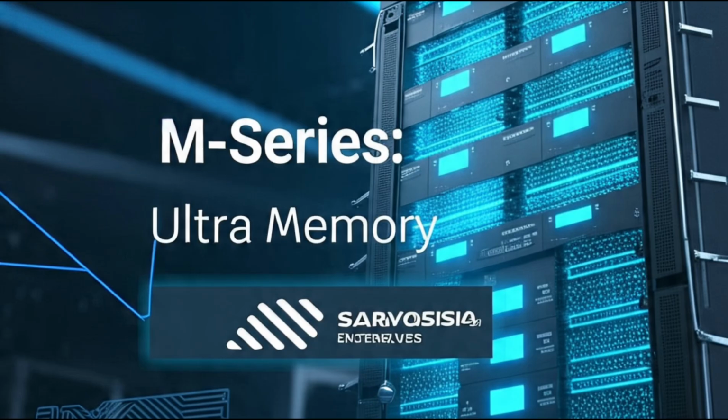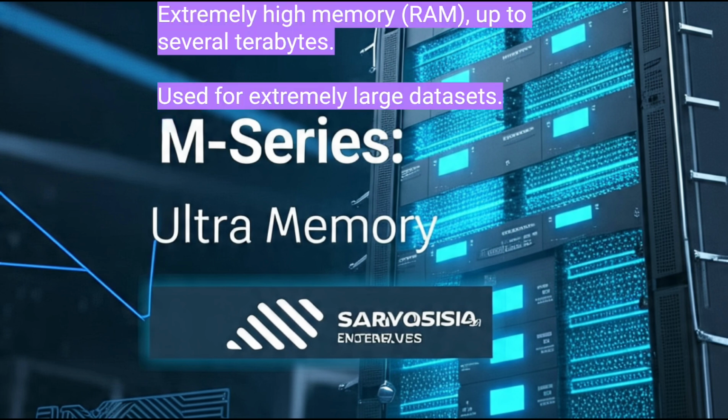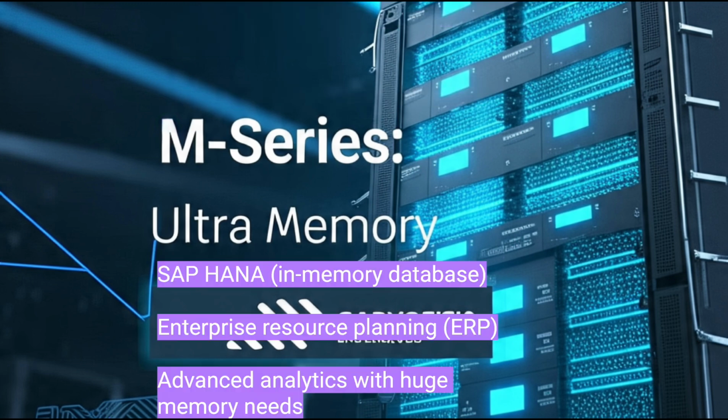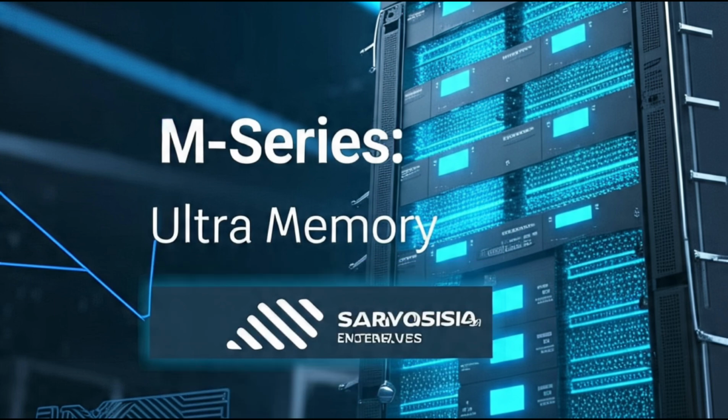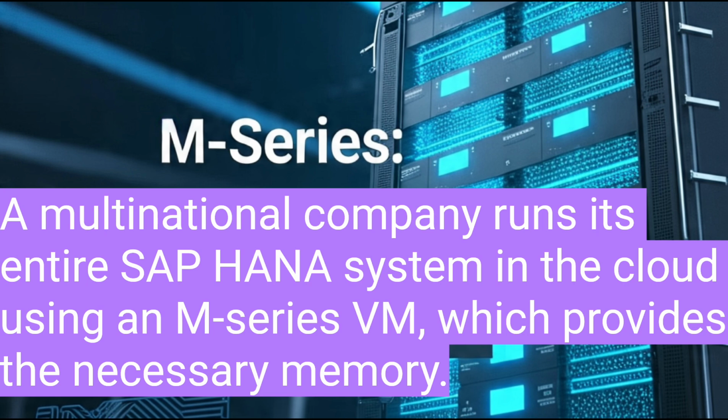Number 8, M series ultra memory virtual machines. These virtual machines support extremely high memory, up to several terabytes, and can be used for extremely large datasets. It is good for SAP in-memory databases, enterprise resource planning, ERP, and advanced analytics with huge memory needs. In an example scenario, a multinational company runs its entire SAP HANA system in the cloud using an M series VM, which provides the necessary memory.